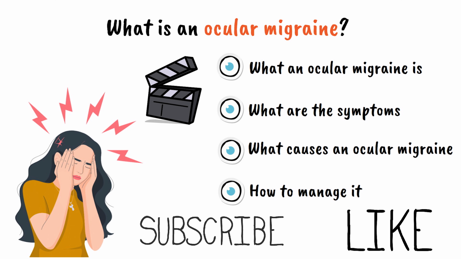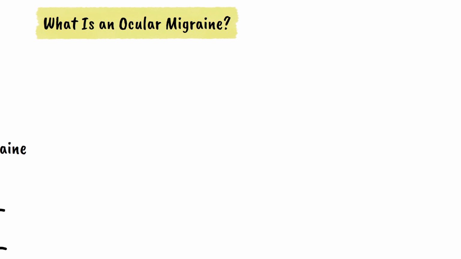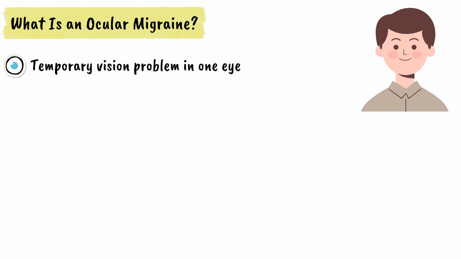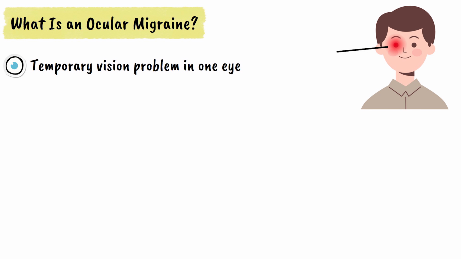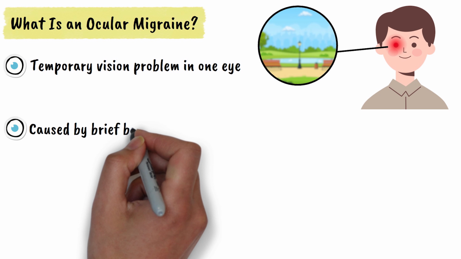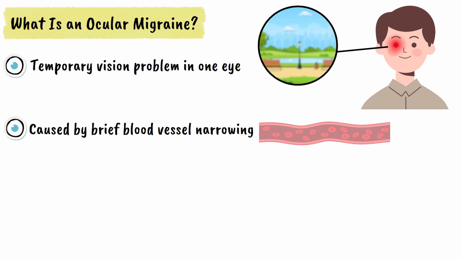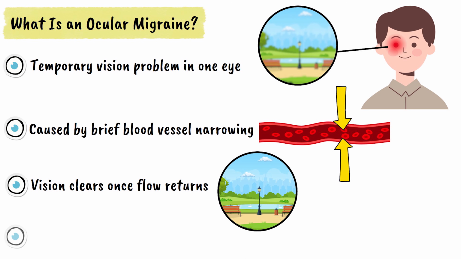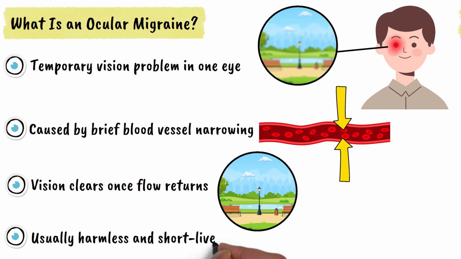Let's begin. An ocular migraine is a temporary vision problem that affects one eye. The condition causes your vision to become disrupted or blurry for a short period of time. This is different from a regular migraine that causes head pain. When you have an ocular migraine, the blood flow to your eye becomes restricted because your blood vessels suddenly narrow. Once these vessels relax and open back up, your normal vision returns. Most ocular migraines are not serious and usually resolve on their own.